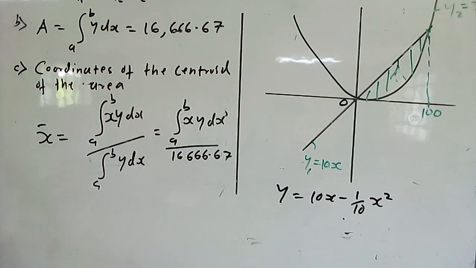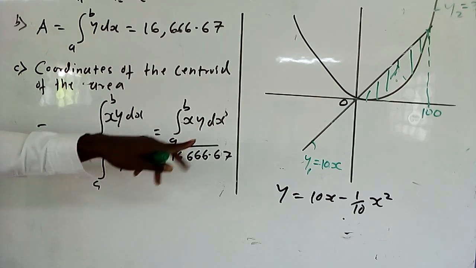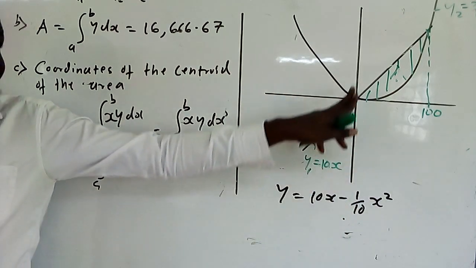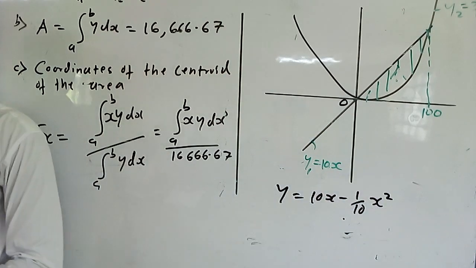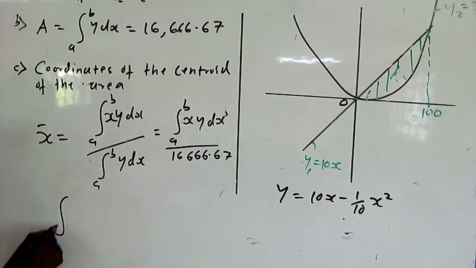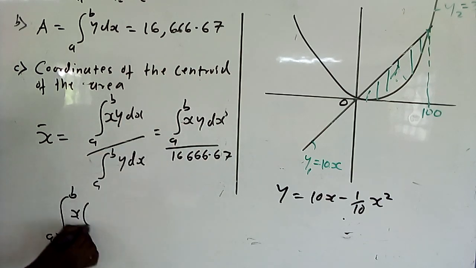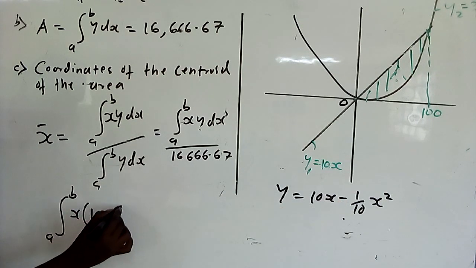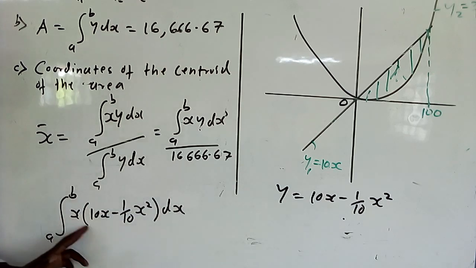So what we are interested in is that numerator only, isn't it? So when we are integrating with respect to x, this y must be in terms of x. And y defining this region, we found it. Are you seeing y defining the region? The y defining the region is 10x minus 1 over 10 x squared. So we have the integral from A to B of x times y, but y defining the region is 10x minus 1 over 10x squared, dx. So you can see everything is in terms of x.